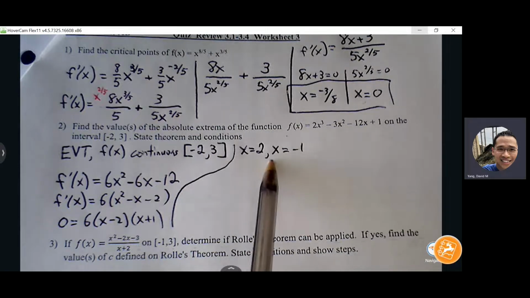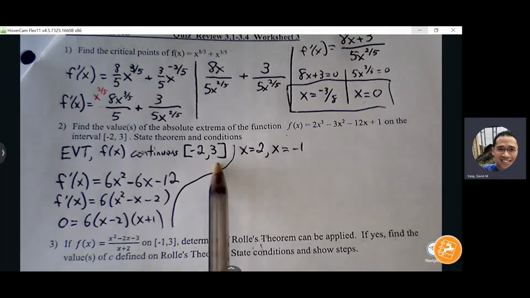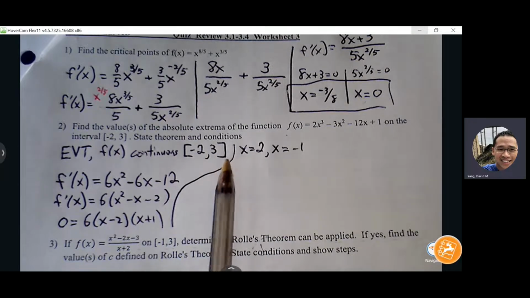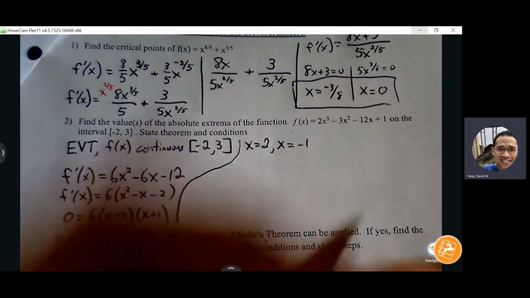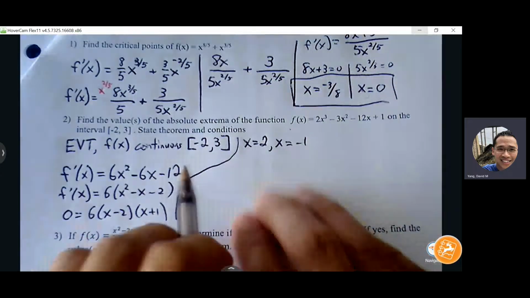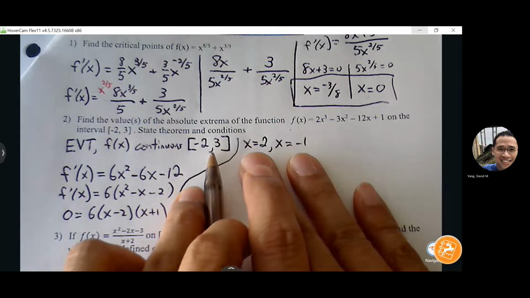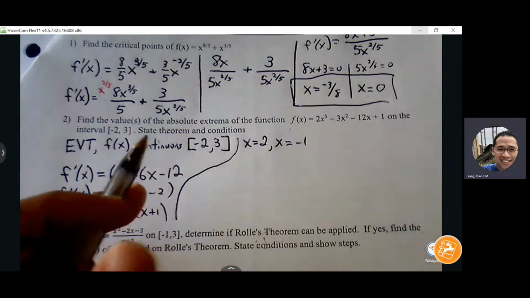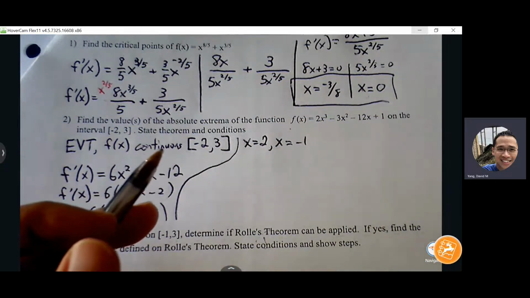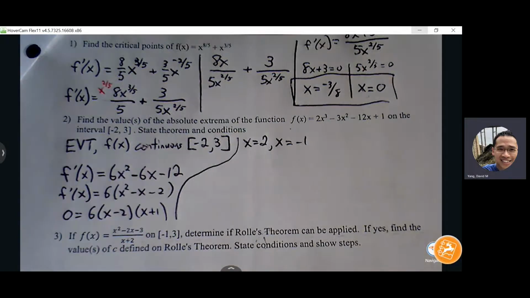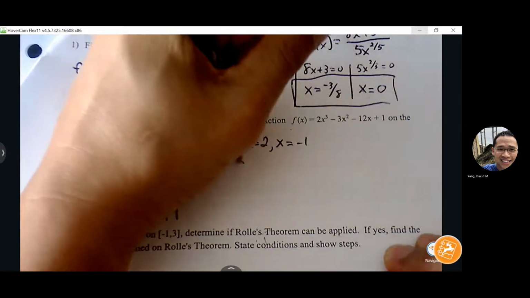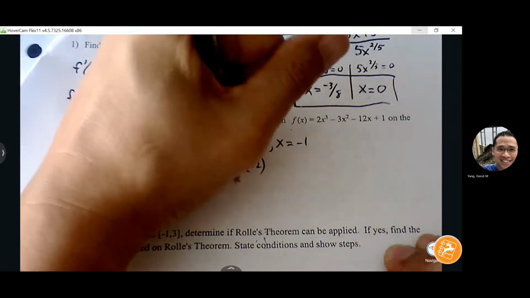If you have critical points that are valid, you're going to test those, but you're also testing your endpoints. Okay, don't forget to test your endpoints. That's also part of the theorem. So where can I put all these 4 points to test? Original, yep. Because I'm just looking for physical locations of the y values, and the y values will tell me what is an absolute max and what is an absolute min.